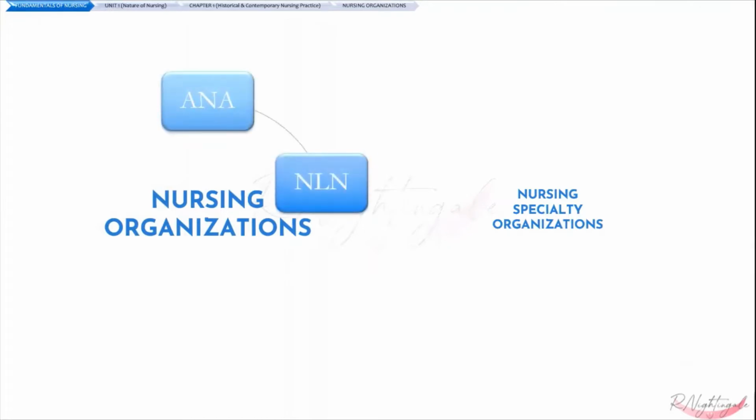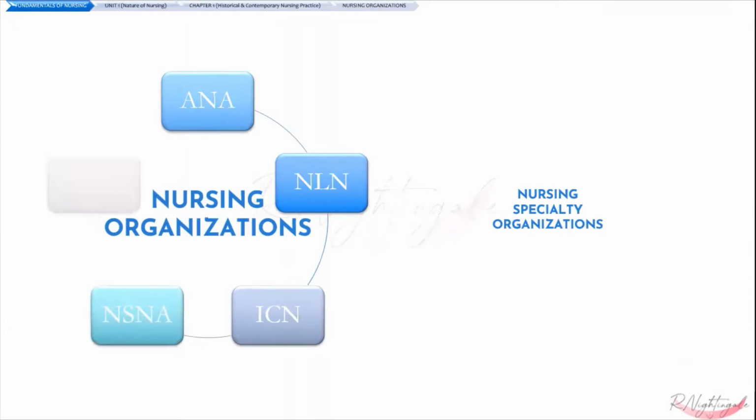As nursing has developed, an increasing number of nursing organizations have formed. These organizations are at the local, state, national, and international levels. The organizations that involve most American nurses are the ANA, or American Nurses Association, the NLN, or the National League for Nursing, the ICN, or the International Council of Nurses, the NSNA, or the National Student Nurses Association, and the STT, or the Sigma Theta Tau.